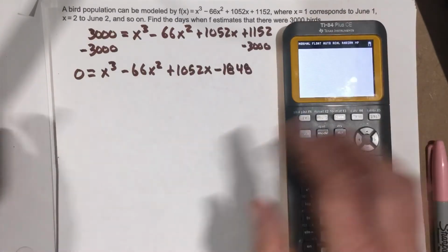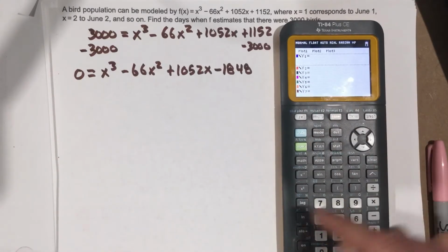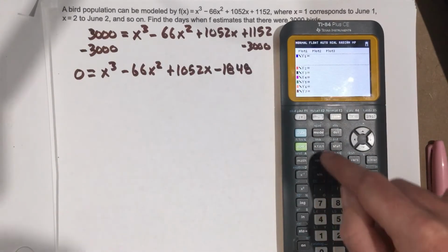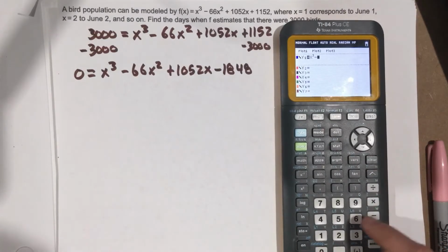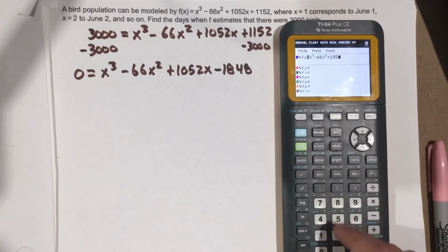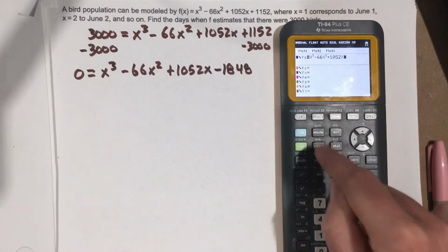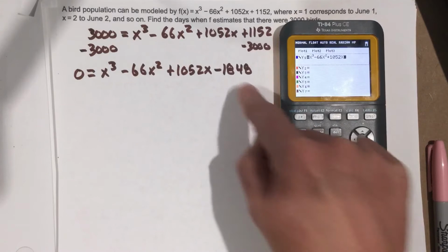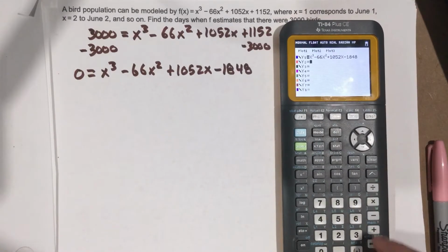So let's plug in y equals, and we'll put in x cubed minus 66x squared plus 1,052x minus 1848. Enter. Now let's go to the window.